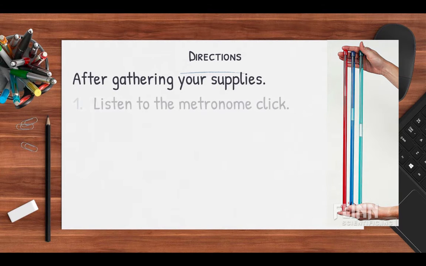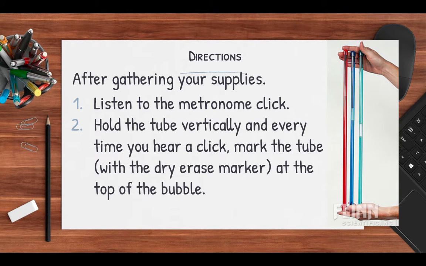What you do is after you gather your supplies, the metronome is still going to be going. So you listen to the metronome click, and you turn the bubble tube over and hold it vertically very carefully. Every time you hear a click, you mark the tube with the dry erase marker at the top of the bubble, and I'll demonstrate this in class. You need to make a minimum of 10 marks. Now, some bubbles move fast and some bubbles move slow. So just get a minimum of 10 marks on there.